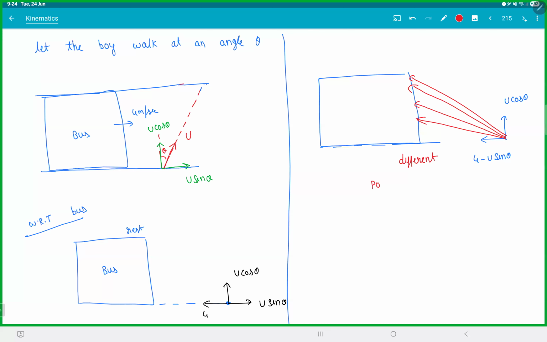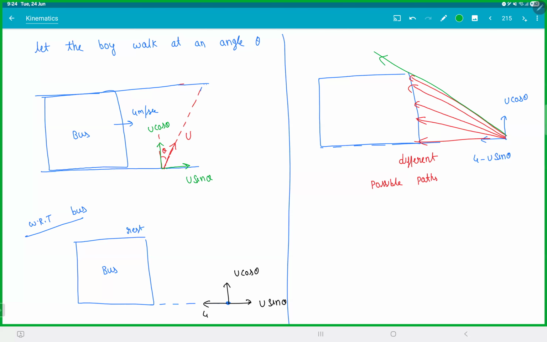These are different possible paths for different speeds. Think about it. If the boy's speed is 0, what will happen? The bus will just come and hit him, isn't it? The bus will hit him straight. So if you increase the speed a little, you will hit the bus here. A little more speed, you'll hit the bus here. A little more, you'll hit the bus here. There is one particular velocity where you will just miss the bus.